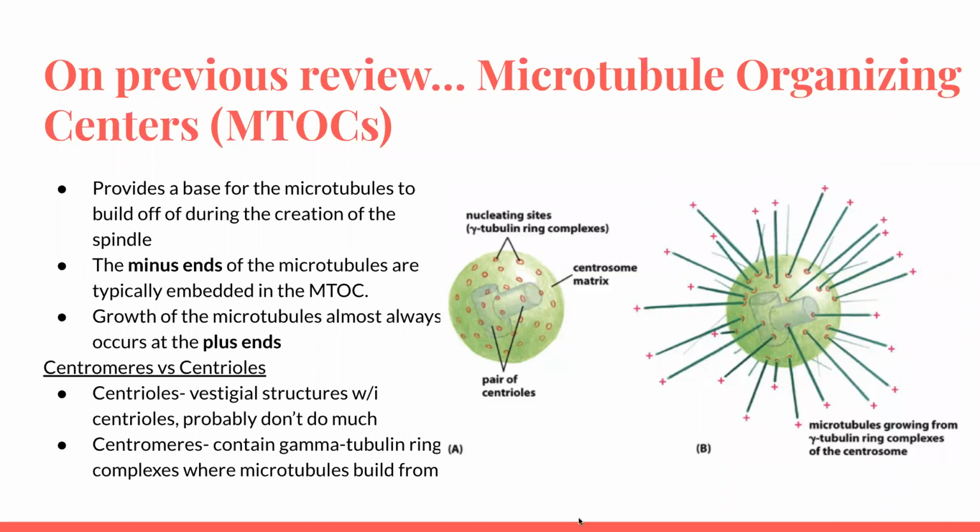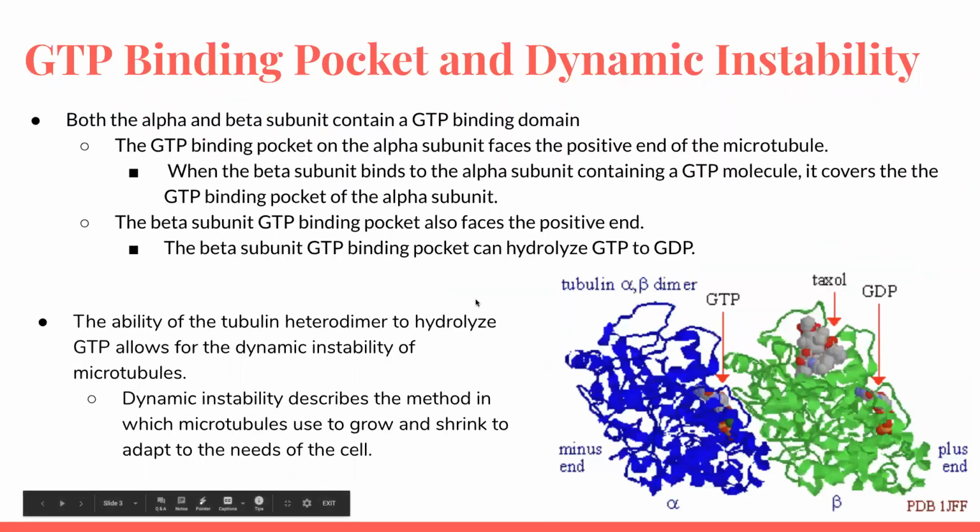Remember that microtubules are embedded in the MTOC at the minus end, and they grow from the plus end. And then we have our centrosomes versus centrioles. This is the centrosome matrix, as you can see there, and the pair of centrioles are in the middle. And the gamma tubulin ring complexes are these little red rings.